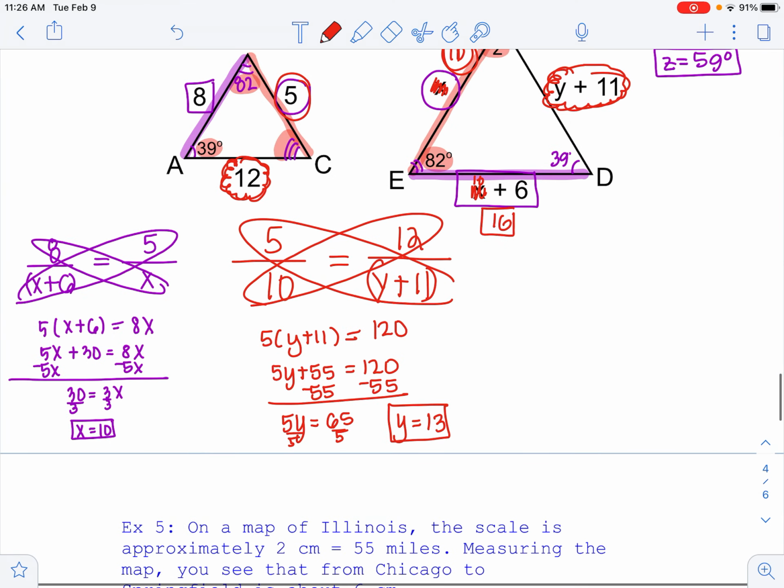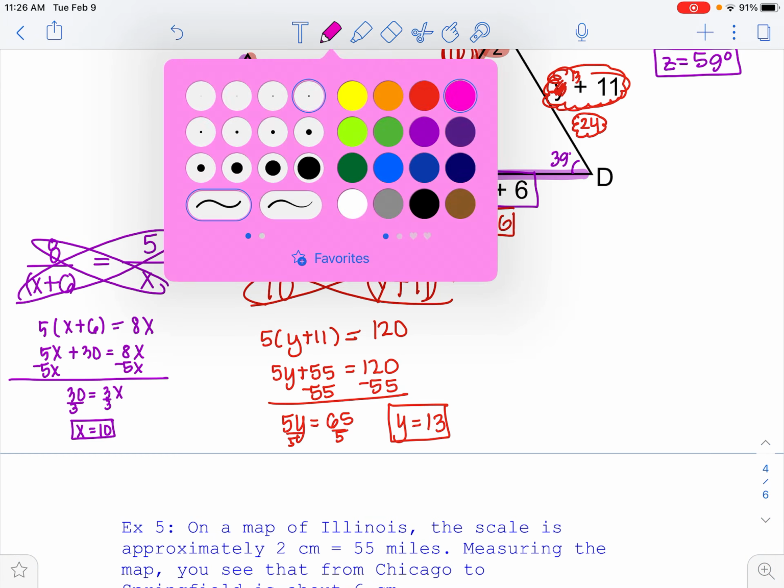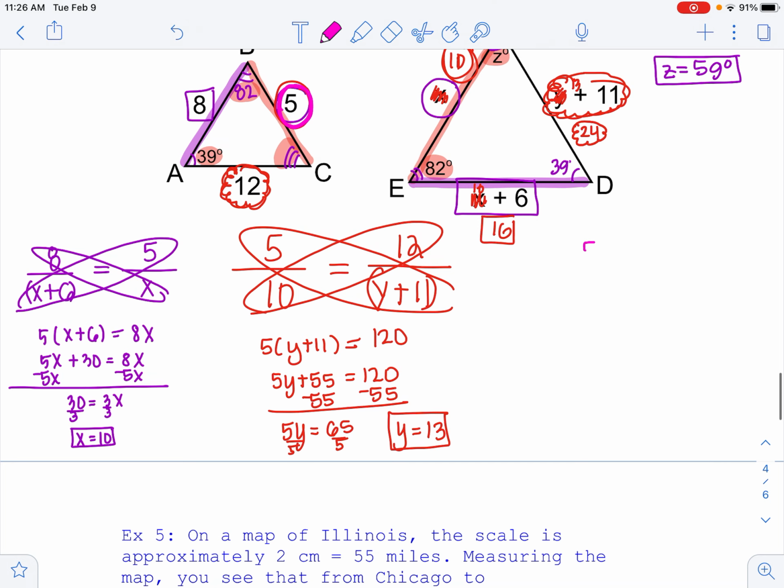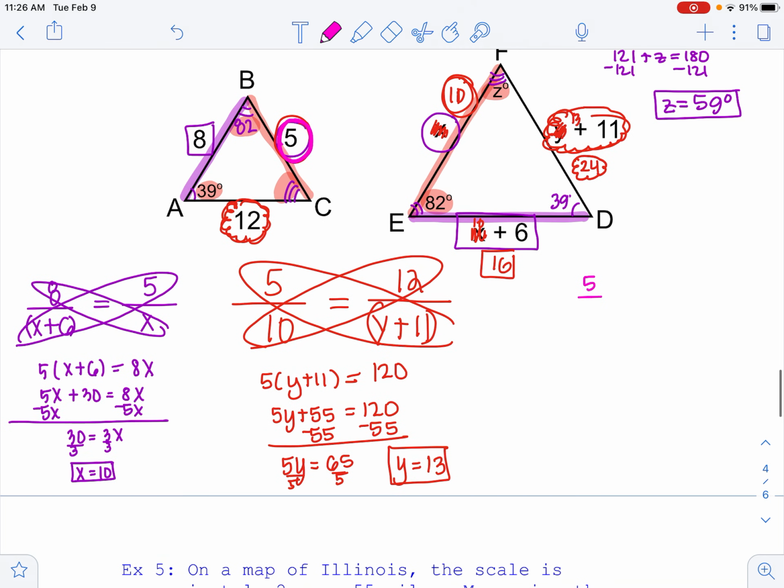Okay, the only thing I haven't found yet is my scale factor. So you can put y in here now also: 13 plus 11 is 24. Now you can use any set of corresponding sides to get your scale factor. I like to use my smallest numbers because it's the closest, and then I just have to simplify. So triangle on the left, which is 5, over 10, which is the triangle on the right. My scale factor simplified: 5 over 10 simplified is 1/2.